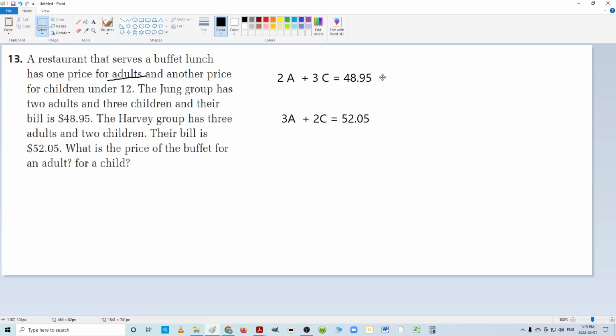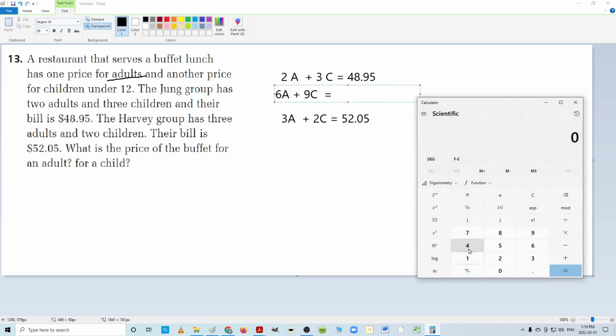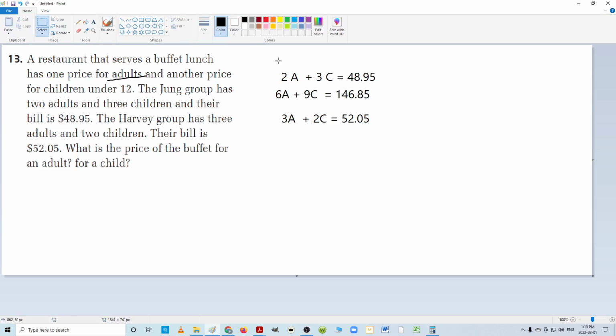So I'm going to multiply this top line by 3. Why? Because 2 and 3 have 6 in common. So I'm going to try to turn this to a 6 and this to a 6. So I'm going to multiply everything here by 3. So I get 6A plus 9C is equal to, here's the tough part. Well, it's better just to take out a calculator. 48.95 times 3. Then you can grab it all like that and copy and paste. Great. So let's just put this original formula aside.